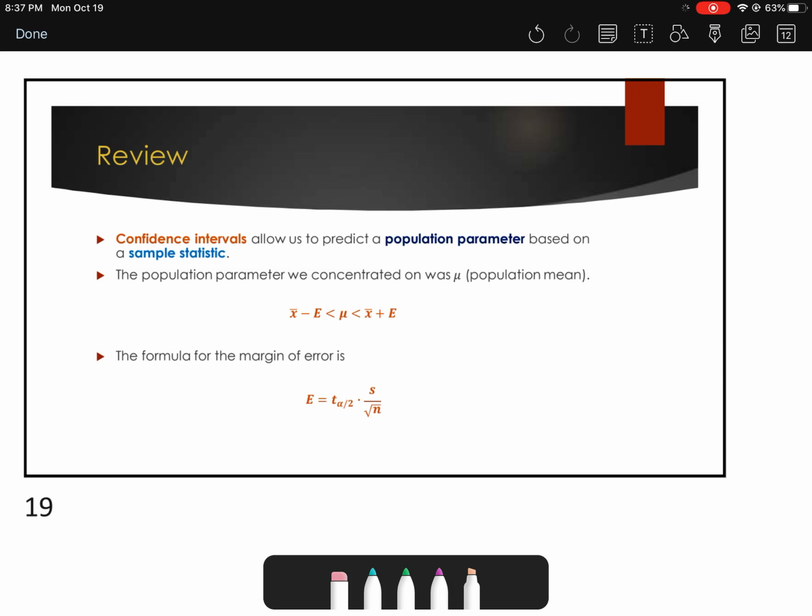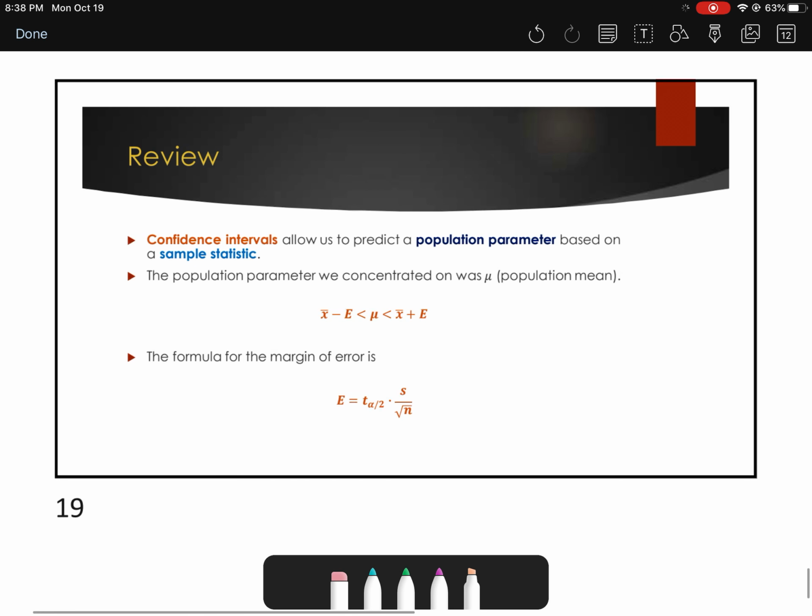So just a review. Confidence intervals allow us to predict a population parameter based on a sample statistic. The population parameter we concentrated on was mu. Again, that's the population mean. And we use, this is our third step, where we just add and subtract our margin of error. And the formula for that margin of error is this right here. And again, you want to make sure you plug that into Excel to show your work.